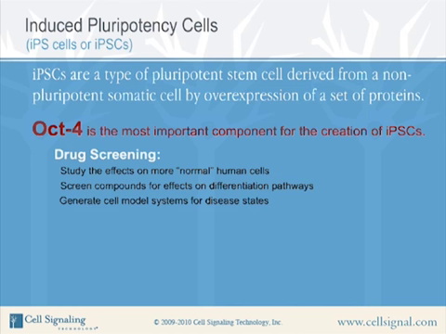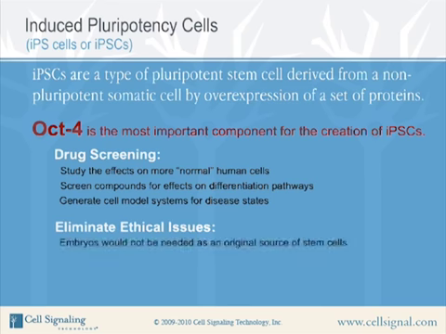A second use for iPS cells is that they eliminate ethical issues surrounding the use of embryonic stem cells. Human embryos would not be needed and as a consequence destroyed in order to obtain an original source of stem cells. And lastly, iPS cells can be used in personalized stem cell therapy.